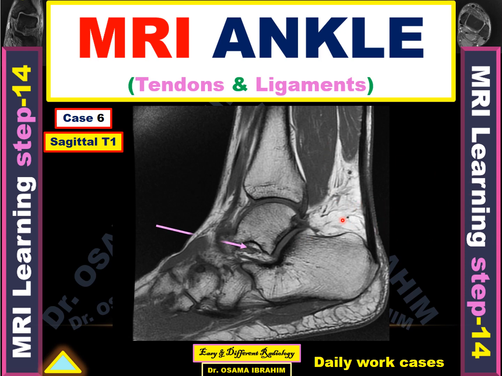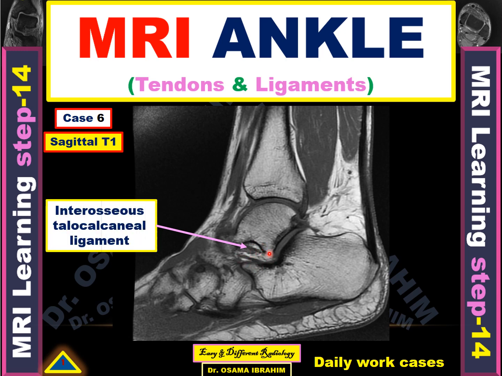Next case, this arrow represents which ligament? Actually, this is the tibia, and this is the talus, and this is the calcaneus. The regions between the talus and the calcaneus are articulated by two ligaments, one anterior and one posterior. So this is the posterior one, which is called the interosseous talocalcaneal ligament in the sinus tarsi region.